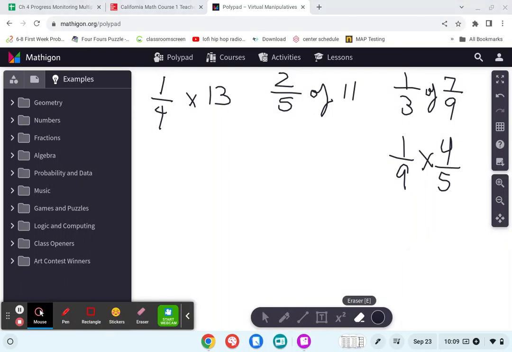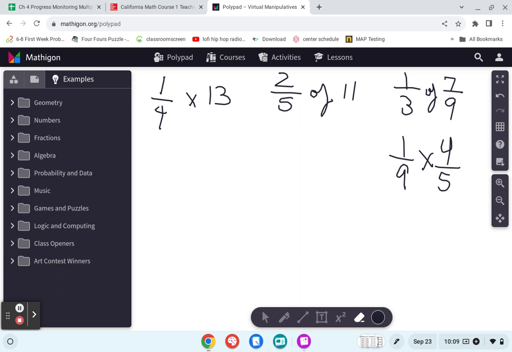Hey everyone, it's Dr. Newell, and we're going to go ahead and get started with estimating a product of a fraction. I'm very excited about this because we've been talking about estimation with adding and subtracting, but not necessarily with products, which we know the operation for finding a product is multiplication.